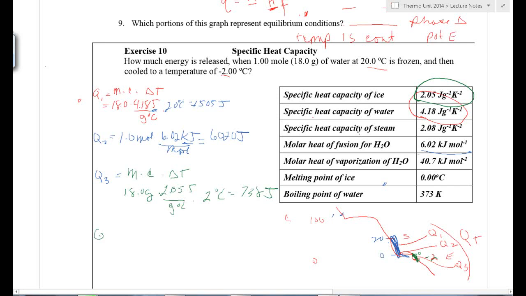So my Q total is going to be Q1 plus Q2 plus Q3. So it'll be 1505 joules plus 6020 joules plus 738 joules, which will give me a total of, calculator says, 7600 joules, and I will change that for convenience to 7.6 kilojoules. Alright, we're going to stop there.